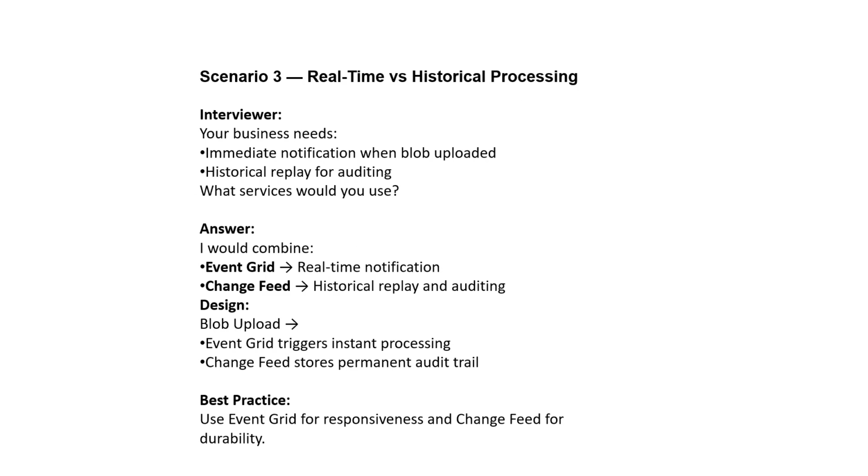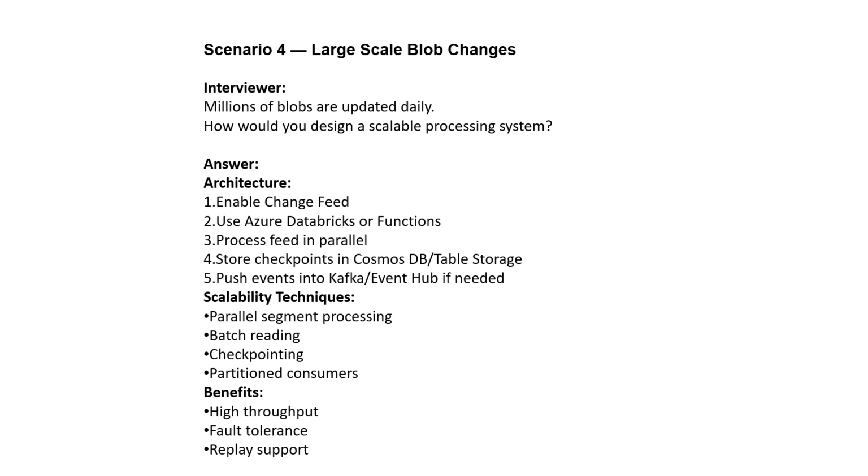Okay, so scenario 3, real-time versus historical processing. The interviewer asks you, your business needs immediate notification when a blob is uploaded, and historical replay for auditing. What services would you use? The answer should be, I would combine Event Grid for real-time notification, and change feed for historical replay and auditing. So what should be the design? Blob upload, Event Grid triggers instant processing, change feed stores a permanent audit trail. The best practice, use Event Grid for responsiveness and change feed for durability. Okay, so I hope it is clear to you. So let's move to scenario 4.